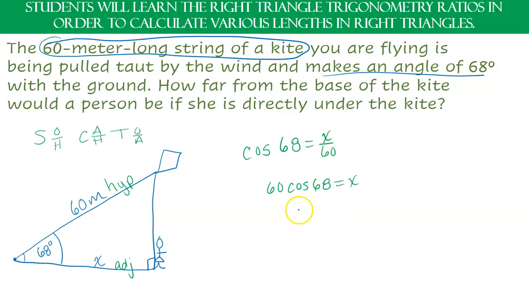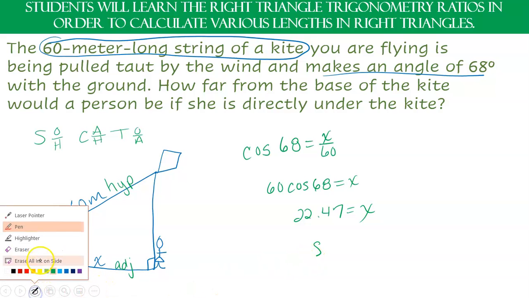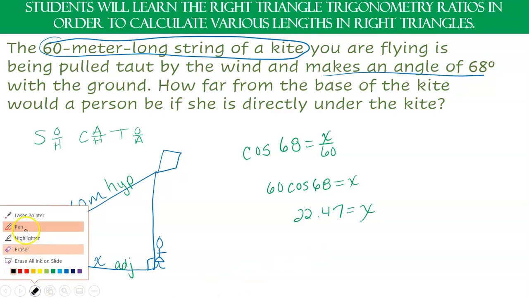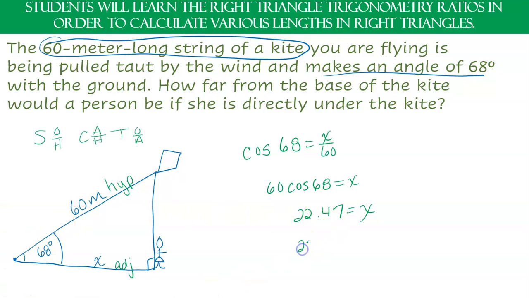And you should get 22.47. So that would mean that our distance from the base would be 22.5. So the person is 22.5 meters away.